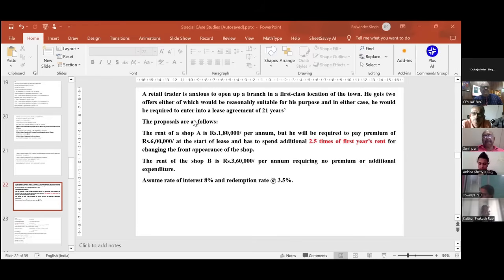The proposals are as follows. Number one, the rent of shop A is rupees 1,80,000 per annum, but he will be required to pay a premium of rupees 6 lakhs at the start of the lease and has to spend an additional 2.5 times of the first year rent for changing the front appearance of the shop.